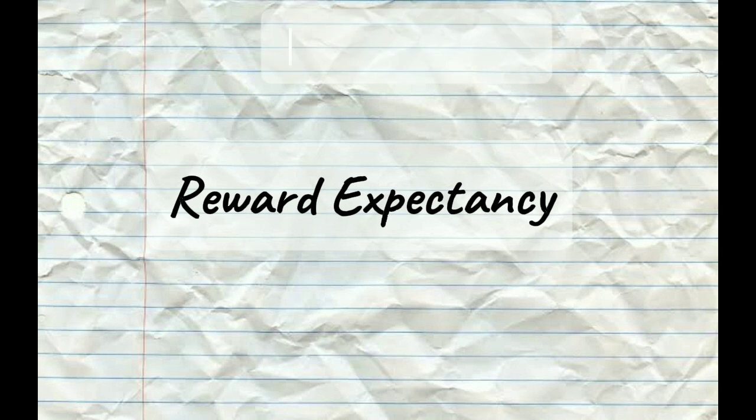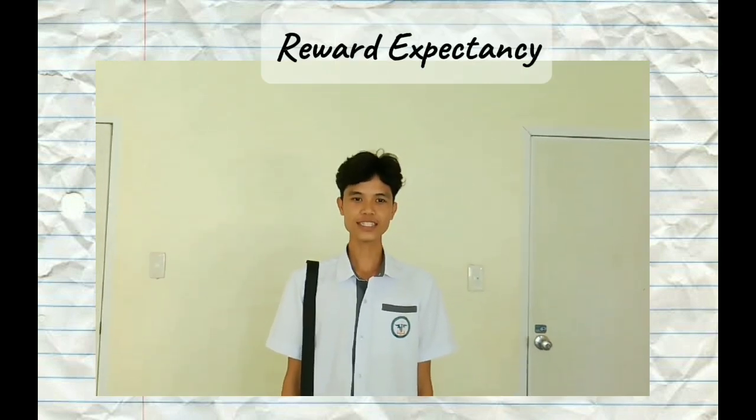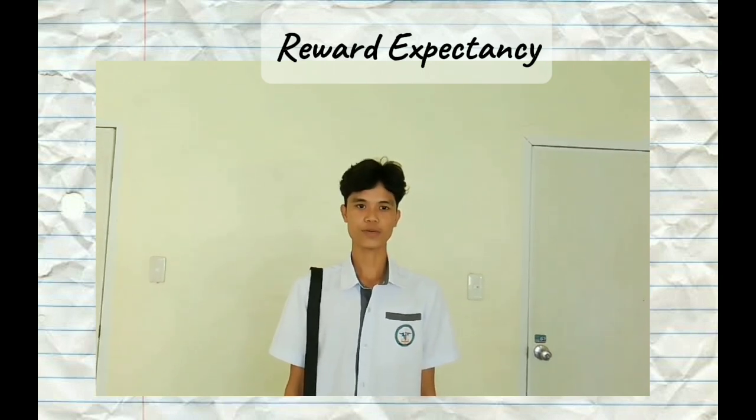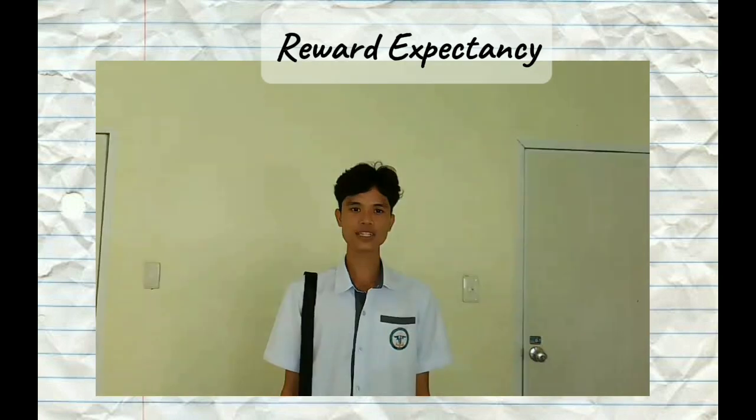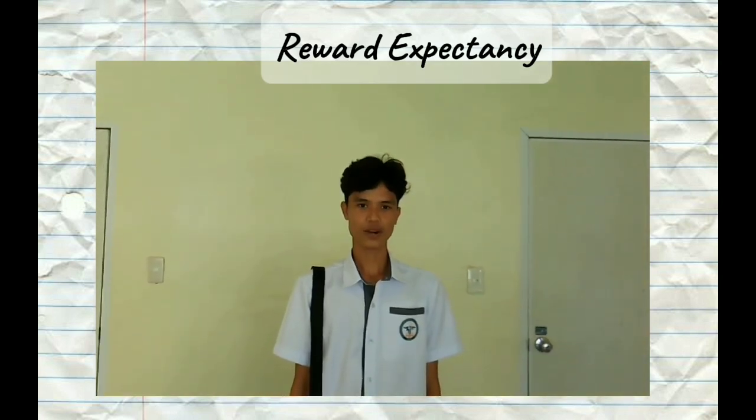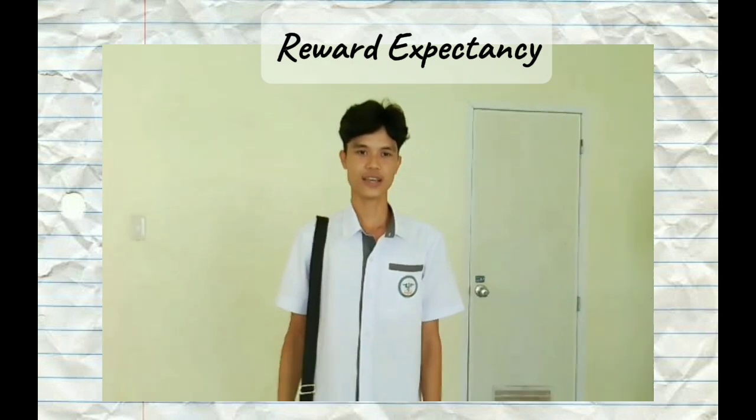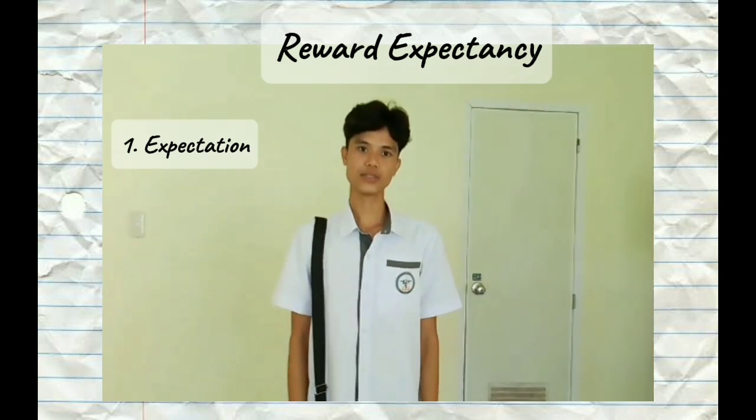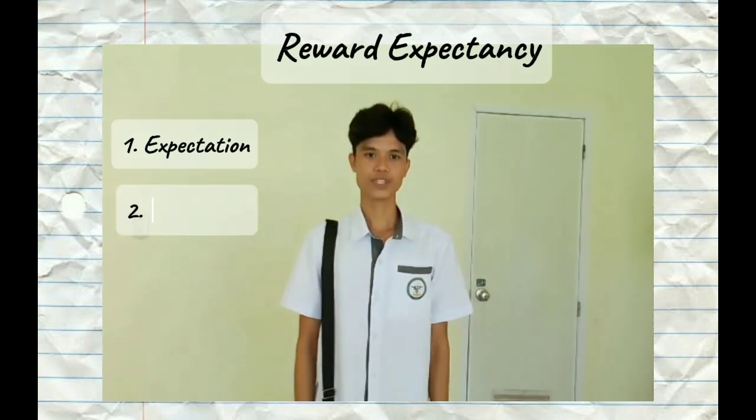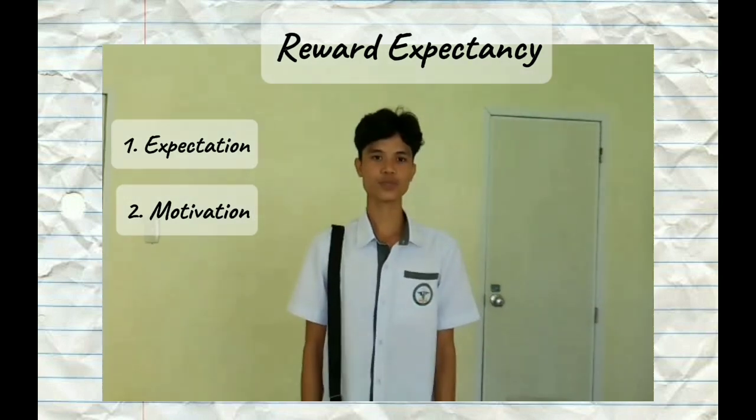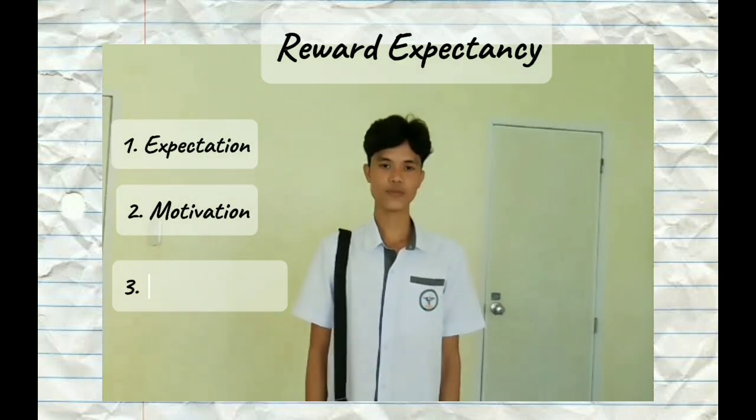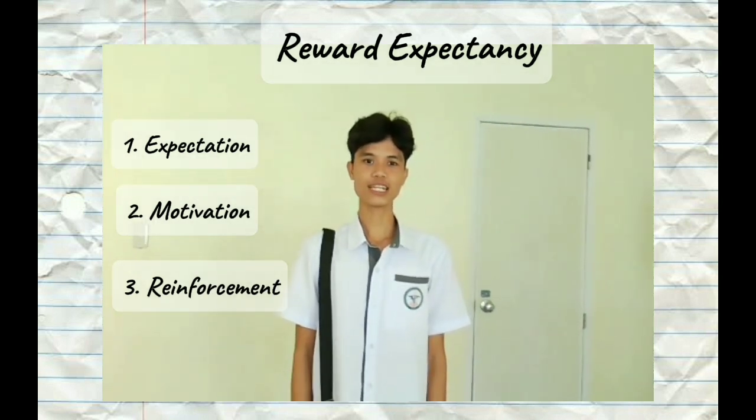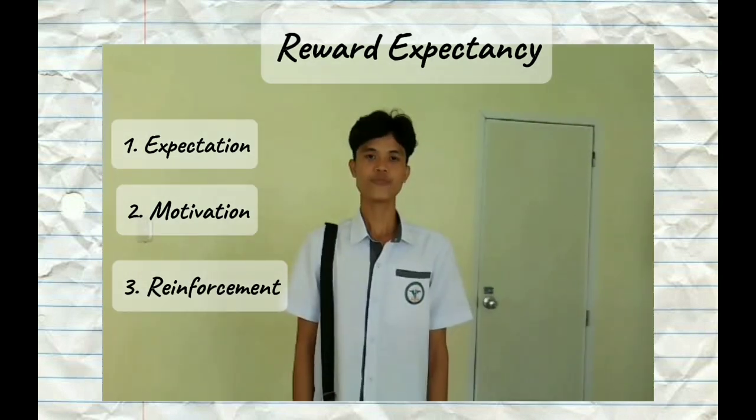Reward expectancy. Tolman's reward expectancy theory suggests that learning occurs when an organism expects a reward for a particular behavior. This expectation is formed through repeated experiences where the behavior is followed by a reward. Here's how it works. First, expectation. The organism develops an expectation that a specific action will lead to a desired outcome. Second, motivation. This expectation motivates the organism to perform the behavior. The third is reinforcement. When the behavior is followed by the expected reward, the expectation is strengthened and the organism is more likely to repeat the behavior in the future.